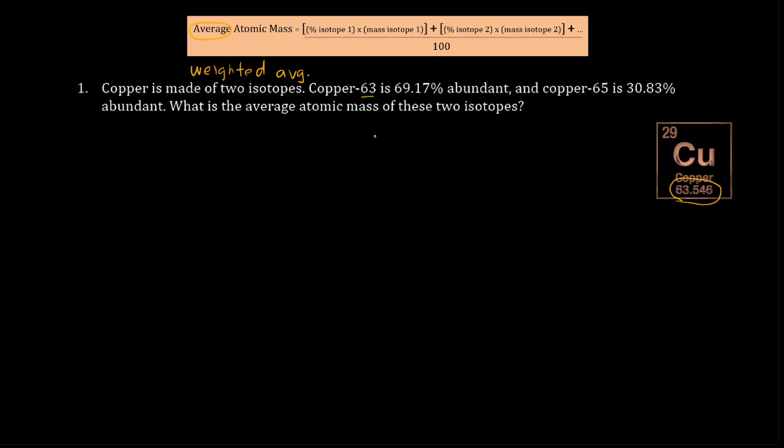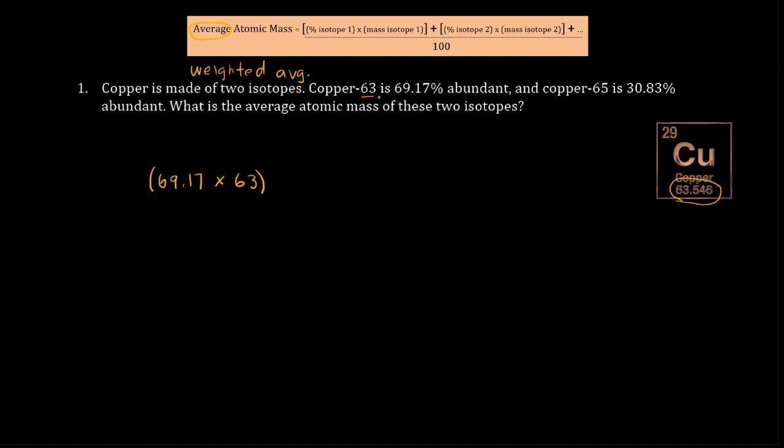So let's do a quick problem here. Let's plug in these numbers and see if our average pans out here. So percent times the mass. So my first isotope is 69.17%, 69.17% times the mass, which is 63. And it's very important that you do this first. So we're going to put it in parentheses to remind us to do this first.